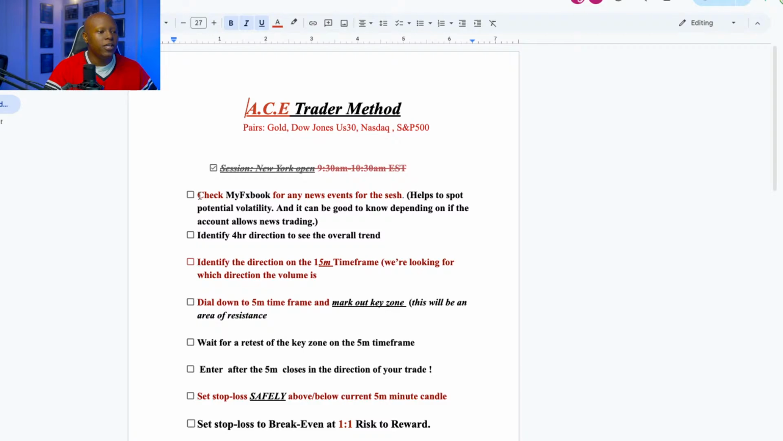Now, what we need to do is check my FX book for any news events for this session. We know that we don't have any news for today. News typically adds volume to our market structure and to our price action. We're going to go ahead and check that off. And then the first thing that we want to do is identify the 4-hour direction.